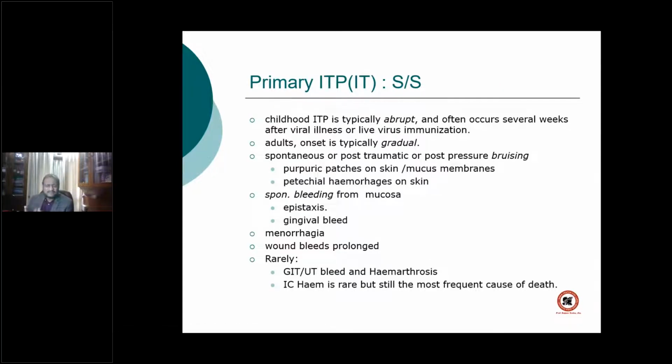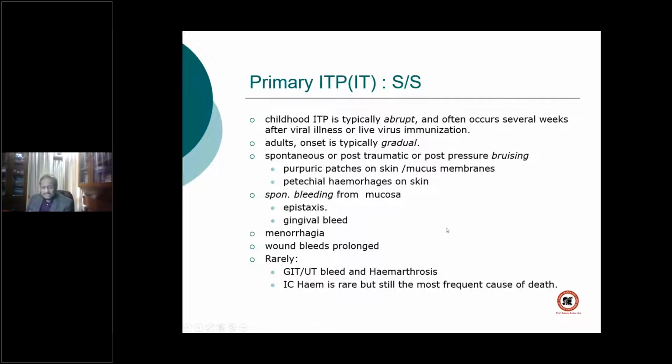So what are the signs and symptoms of ITP or immune thrombocytopenic purpura? Childhood ITP is typically abrupt. We just now told you that. Adults, gradual. How does it present? Post-pressure or post-traumatic bruising. You can find these bruises over the skin surface. You can have petechial hemorrhages. You can have spontaneous bleeding from the mucosa in the form of epistaxis, gingival bleed. You can have menorrhagia in females. You can have wound bleeds which are prolonged, with no reason why bleeding is occurring in a particular wound.